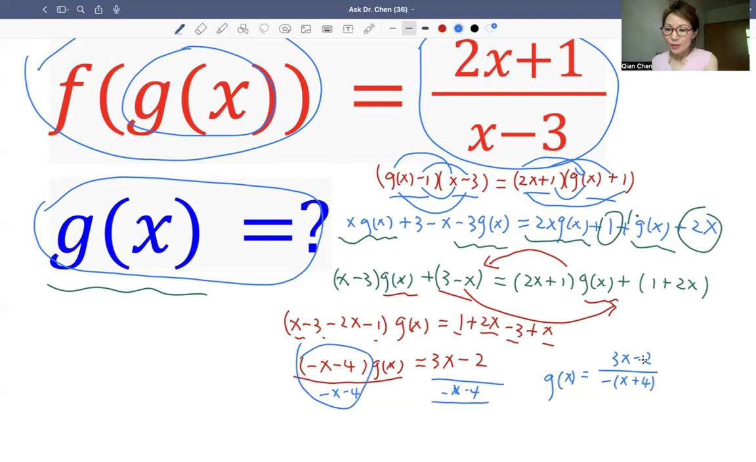Same thing, maybe we factor out negative sign from the numerator. Right? Once we do that, we get a negative 3x plus 2. Negative in the numerator, negative in the denominator, negative divided by negative become positive. So we can rewrite this as 2 minus 3x divided by x plus 4. So that's g of x, right? G of x is 2 minus 3x divided by x plus 4.